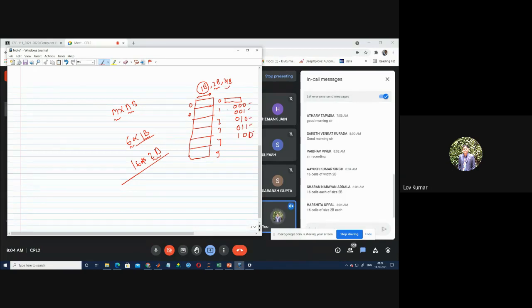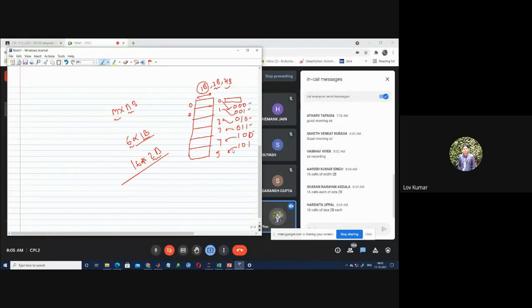So the first address is 000, second address is 001, third address is 010, fourth address is 011, then 100, and finally 101. This is the address of this cell, and this is the address of this one.